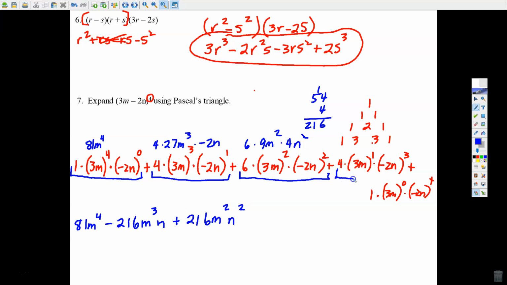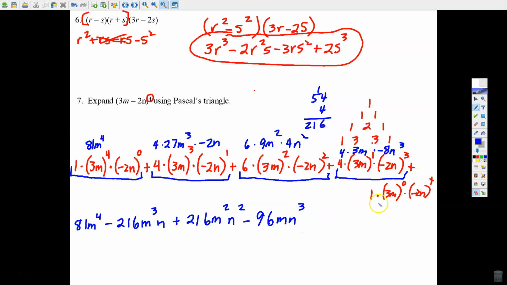All right, let's work on this next term. 4, and then if I raise 3m to the first, that's just 3m. And if I raise negative 2n to the third, I get negative 8n to the third. All right, so multiply the coefficients. 4 times 3 is 12. 12 times negative 8 is negative 96. And m is to the first, n is to the third.